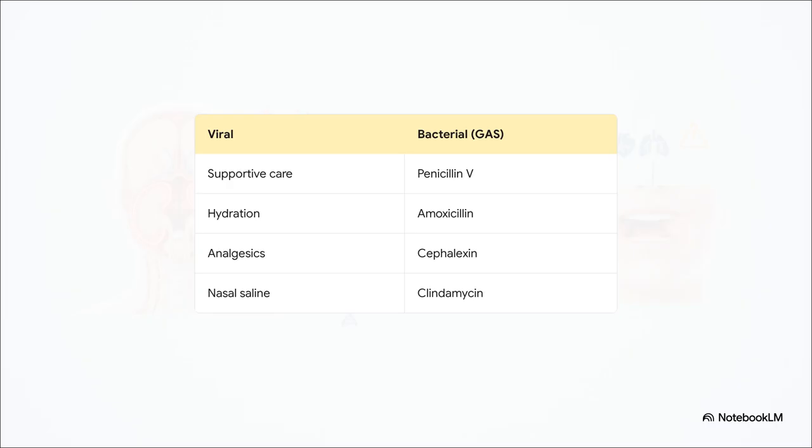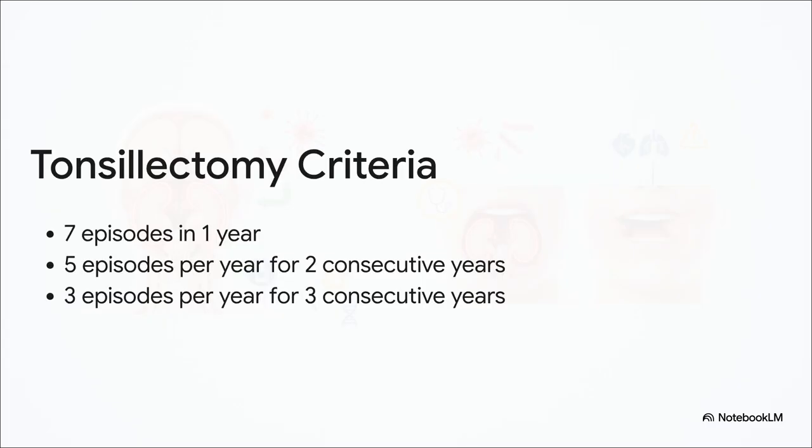However, if you have a confirmed group A strep infection, that demands a strict 10-day regimen of penicillin V or amoxicillin to entirely wipe out the bacteria and prevent rheumatic fever. And if your patient happens to have a penicillin allergy, no problem, you just pivot to specific alternatives like cephalexin, clindamycin, or azithromycin. But what happens when the infections just keep coming back?